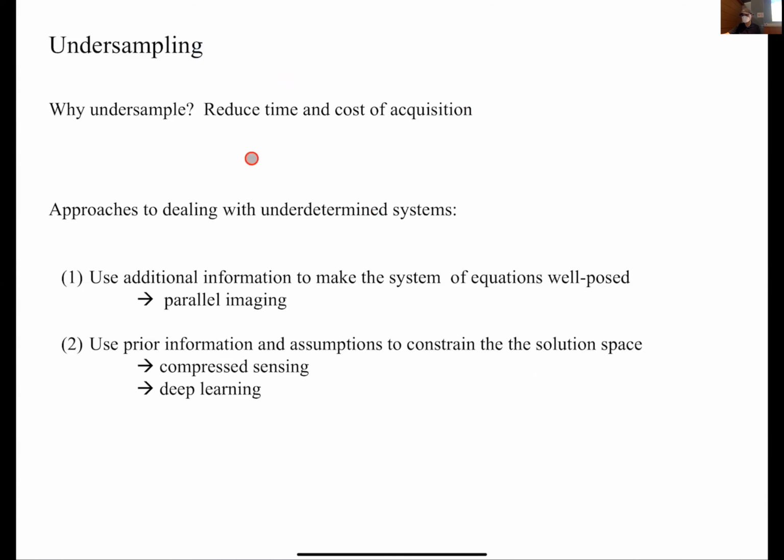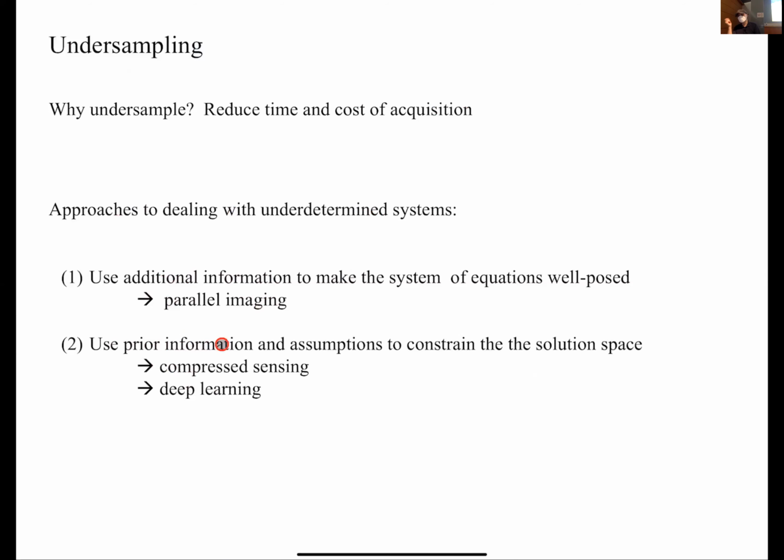So there are different approaches to dealing with undersampling. One is we're going to use more coils, and that's called parallel imaging. So multiple coils in parallel. The other solution, and these can all be combined somewhat, is using prior information or assumptions. And we'll talk about what that means. But with parallel imaging, we're not really making any assumptions. We're just going to collect more data. Here we're going to say, well, actually, if I know something about what I'm looking for, I should be able to go faster.